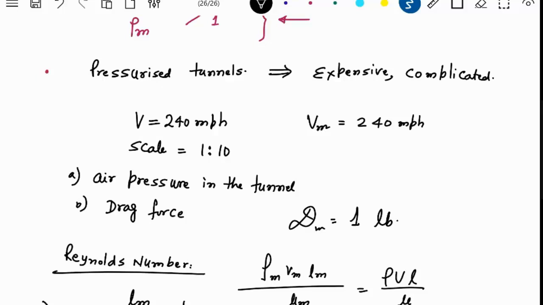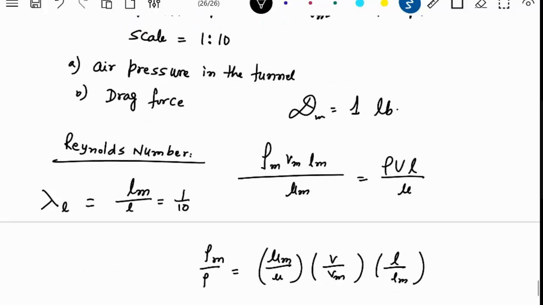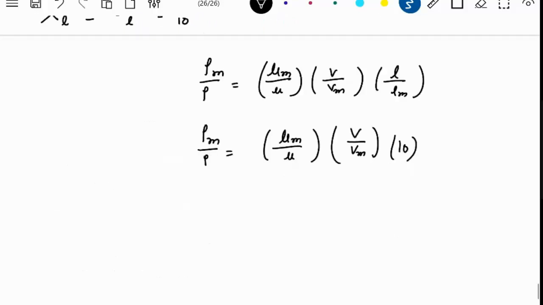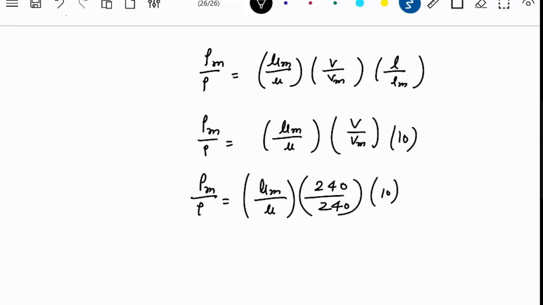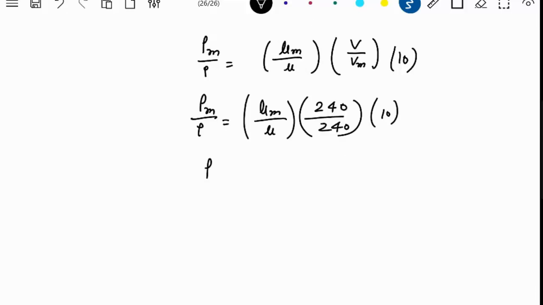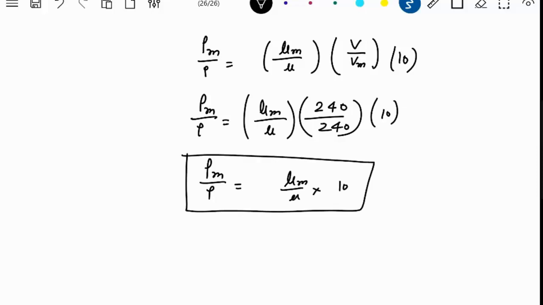So the prototype and model scale both have the same velocity. So if you plug in here, you can write rho m by rho is equals to mu m by mu, and this is 240 by 240, that is 1. So this will be rho m divided by rho is equals to mu m by mu times 10. So this is the equation you have.